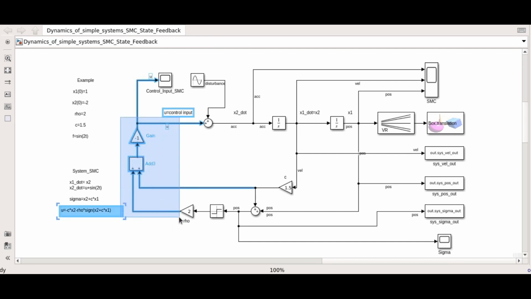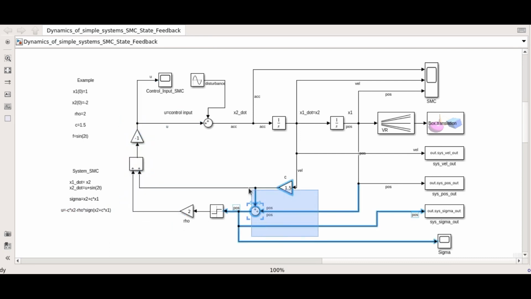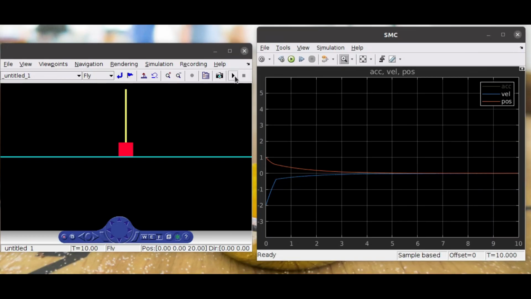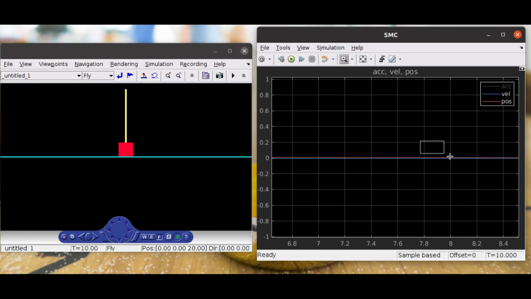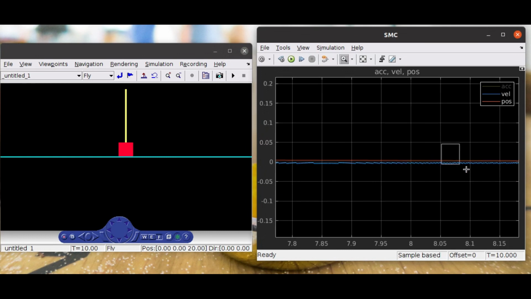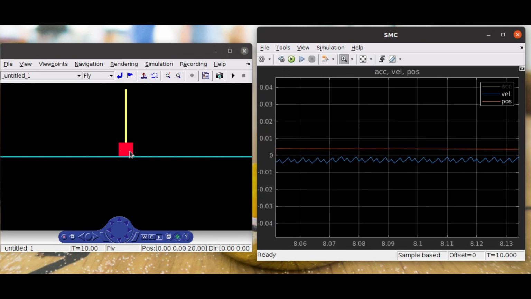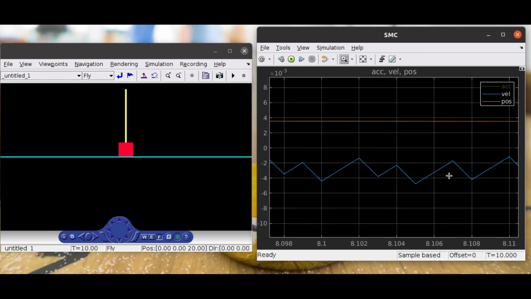And you can see the input u in the Simulink as this. As we simulate the system, the VR simulation is shown on the left and the position and the velocity plot is shown on the right. As expected, the position and the velocity will converge to 0, almost to 0. And this is the acceleration plot for the system.